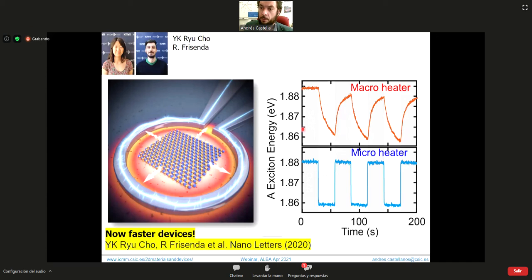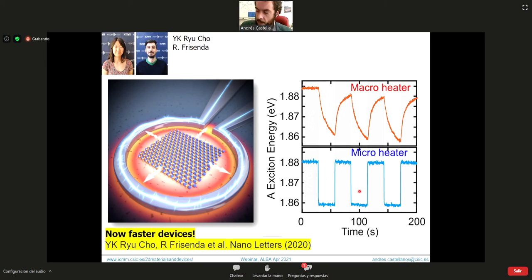One thing that we have tried so far is to use a microscopic heater instead of a macroscopic temperature stage. And you can see here that the temperature stage takes several seconds to thermalize, while the microscopic heater can go way faster, almost instantly.